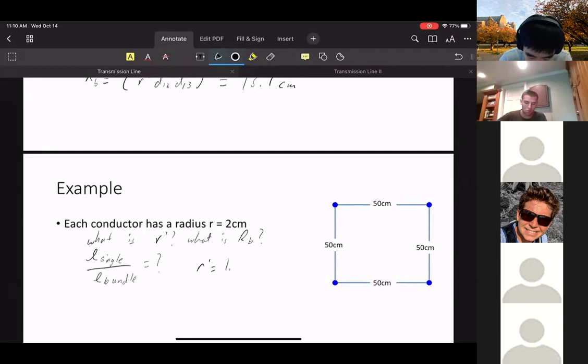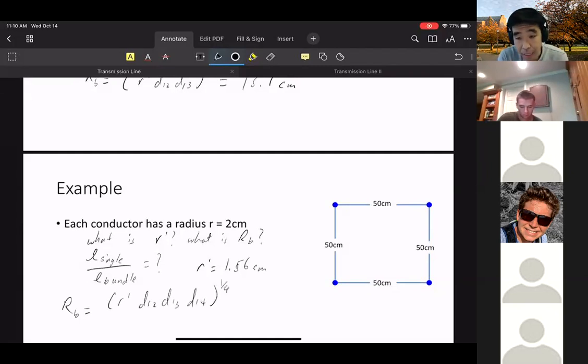We just compute this as 1.56 centimeters. Okay. RB is R prime, D12, D13, D14, to the power 1/4. Okay. So R prime is 1.56 times 50 times 50. What is the next distance we should use if this is a square?